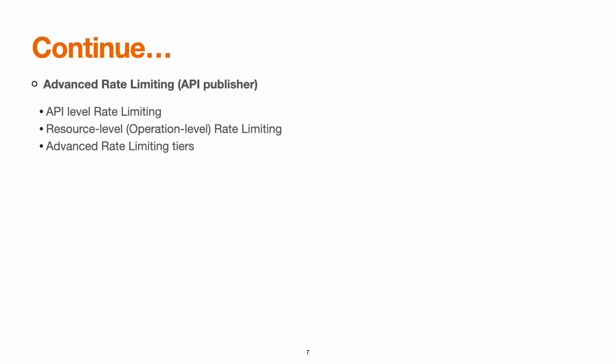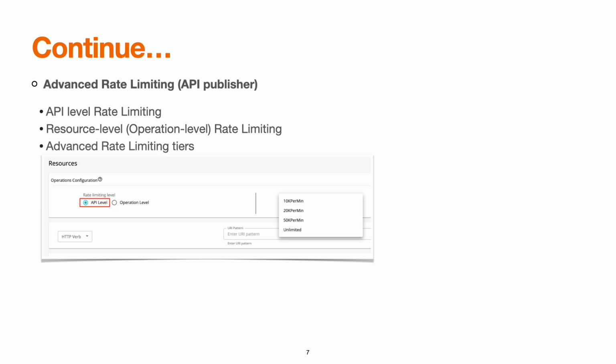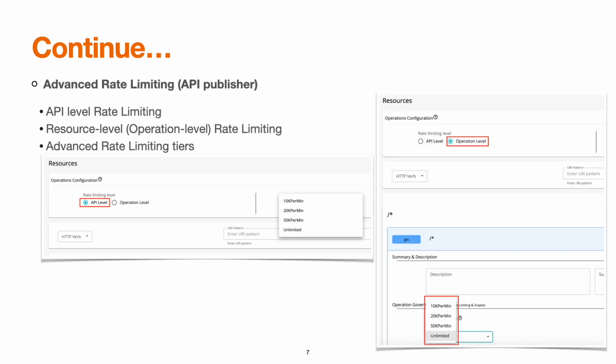Next, the advanced rate limiting policy. We can configure the advanced rate limiting policy via the publisher portal itself. The API level policy can be engaged via the resources section of the API in the publisher portal by selecting the API under the rate limiting level. Second, an API is made up of one or more resources. We can have one resource, two resources, or n resources, and each resource handles a particular type of request and is similar to a method or function in a larger API. So we can apply resource level throttling as well.